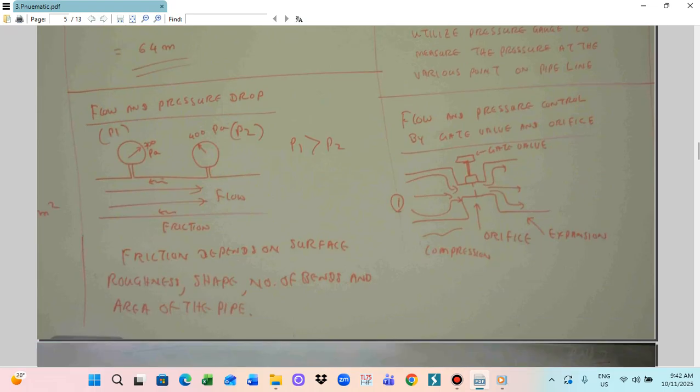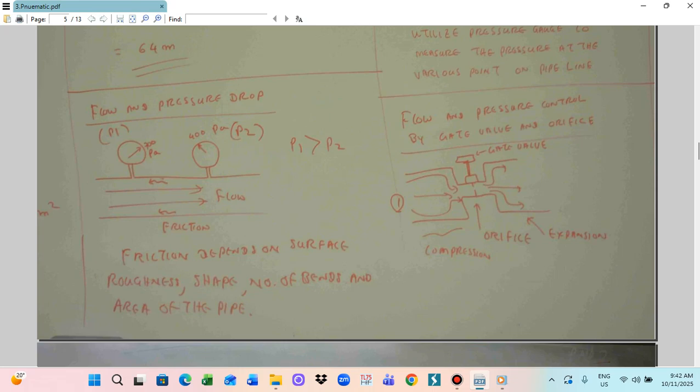So then we use our pressure way higher. For example, this one we use, for example, 700, and then this one is 400, like this. Then when there's a flow here, this is the flow direction. Along the pipeline, there will be some friction. So this is friction.